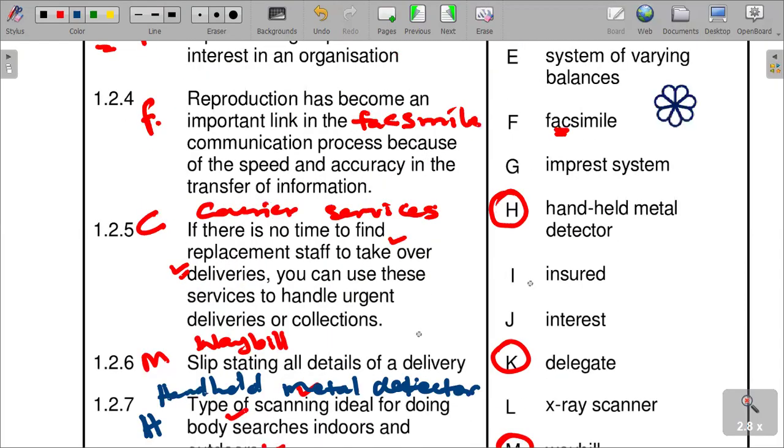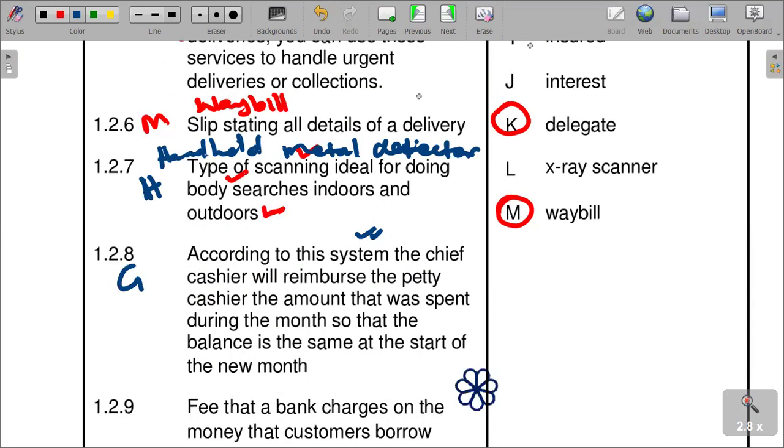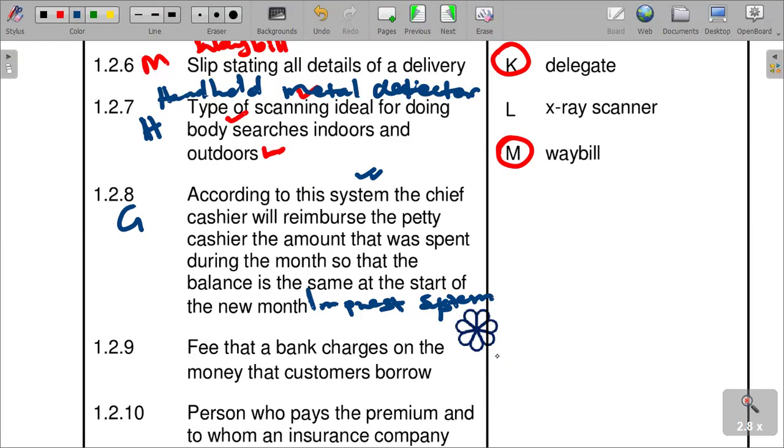What is it? The imprest system, which is G. The imprest system is the one that is used in terms of number 8. G, imprest system.